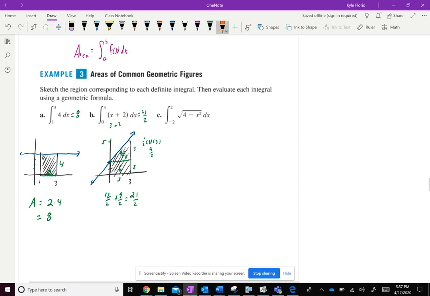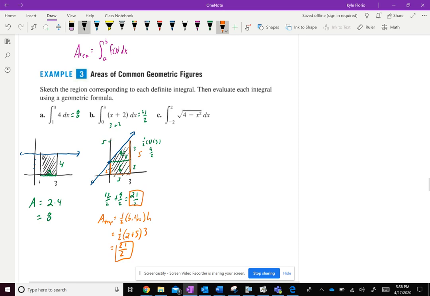If I use the formula for a trapezoid, the area of a trapezoid is 1/2 base 1 plus base 2 times height. So you take the average of the bases and multiply that by the height. So the bases here are 2 and 5. So it's going to be 1/2 of 2 plus 5 times the height. The height is 3. So that's 7 times 3 is 21. So that's 21 divided by 2. So we get the same answer, whether you use either formula.